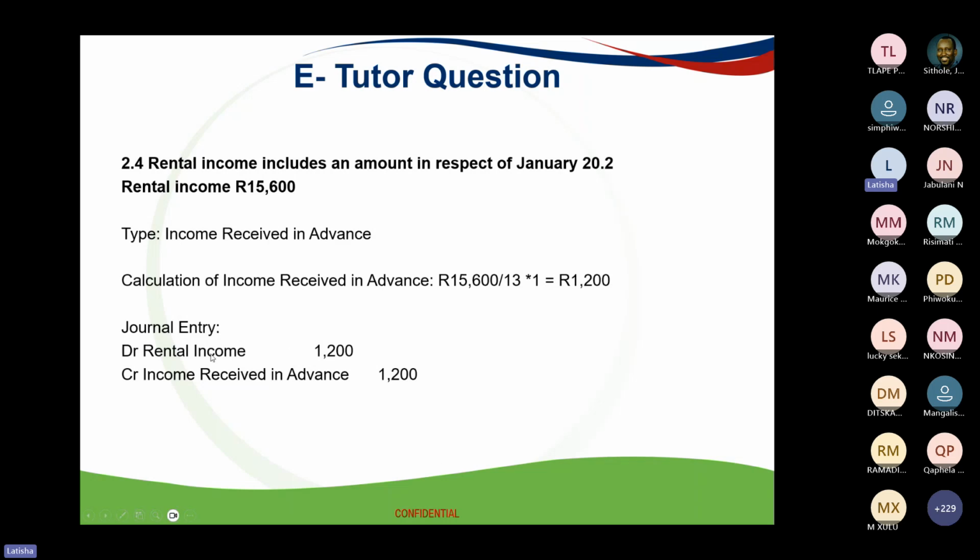So that is why we debit. So currently the 15,600 is a credit, it's an income. So we now have to reduce it with the 1 month. That is why we debit rental income. So we're taking out the 1 month that's there that shouldn't be there.